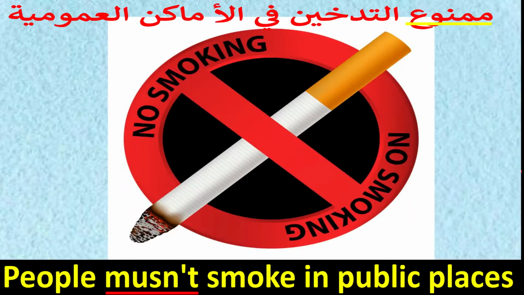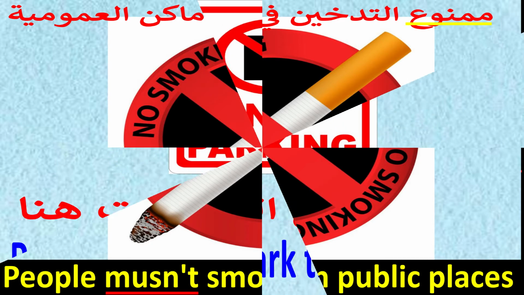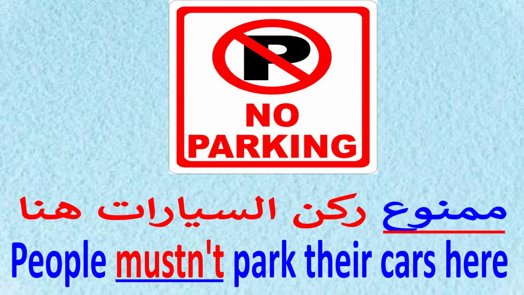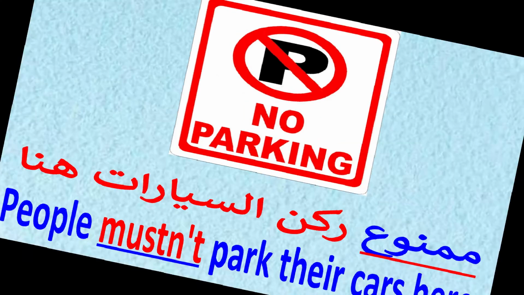In this example, the picture shows non-permission of smoking. So people mustn't smoke in public places. It's not permitted. لا يسمح بالتدخين في الأماكن العامة. In this example, no parking. People mustn't park their cars here. ممنوع ركن السيارات هنا. Défendu de garer ici.